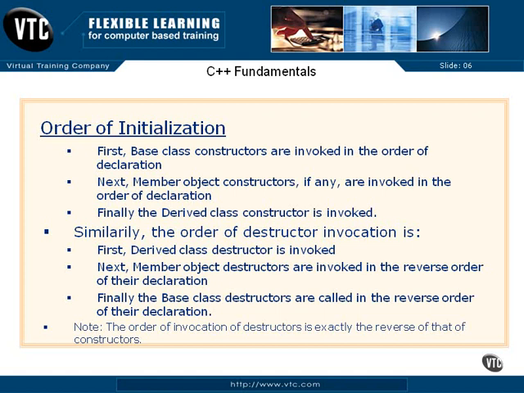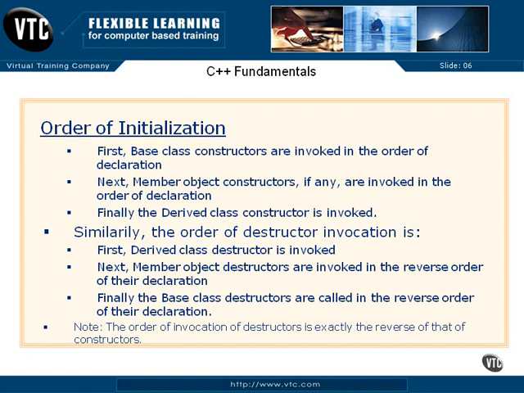Now, of course, we know that destructor invocation has to work in the opposite order because you can imagine these things are stacking A, B, and C on top of each other. So we have to destruct or destroy the last one created. So the derived class destructors are called before the member object destructors are invoked, and they are in the reverse order of their declaration, so we're working backwards off of what was created. And then finally the base class destructors are called in their reverse order of declaration, so we get back to basically an empty memory structure. So obviously the order of invocation of destructors is the reverse of that of the constructors.